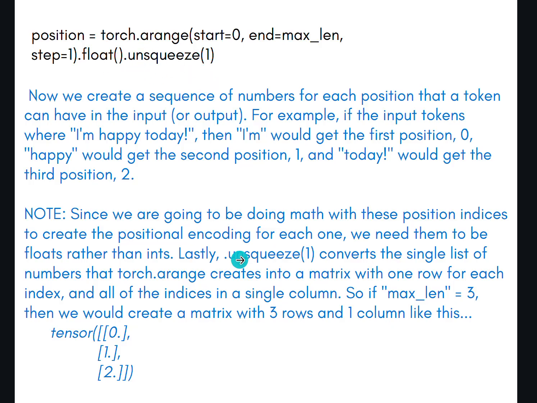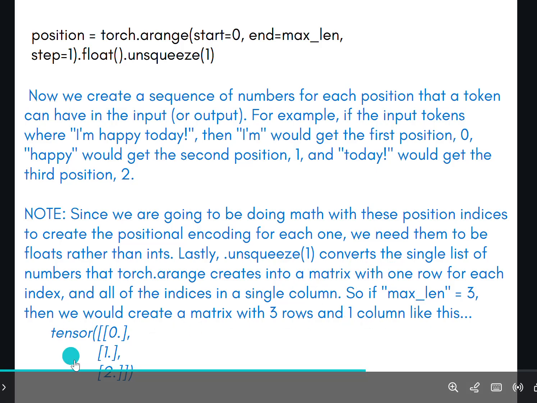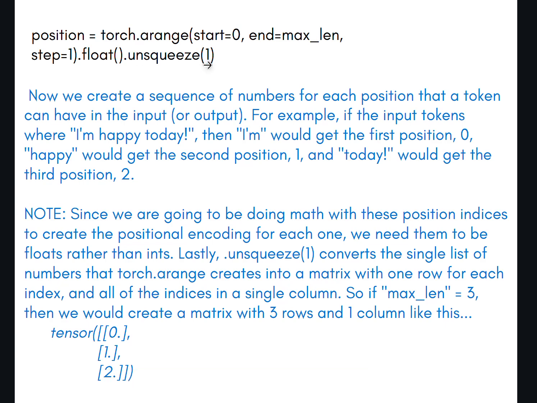So why unsqueeze 1? It converts the single list. This gives you a list, but I need it to be a matrix. So I convert it into 3 rows and 1 column. This is how it should look once you do unsqueeze. The opposite of this is squeeze.